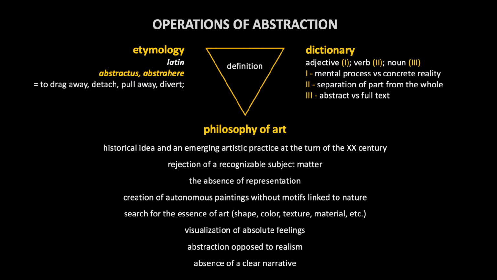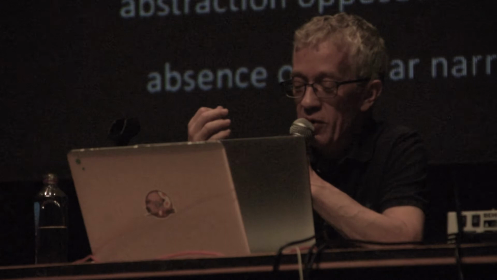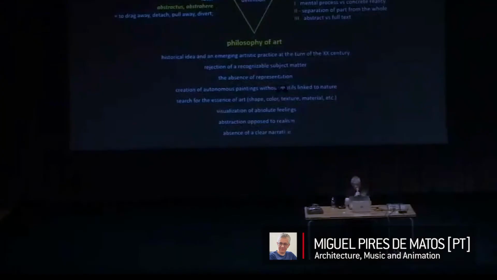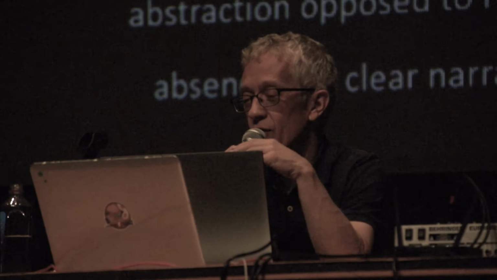In philosophy of art, there are many ways of looking at it: the rejection of recognizable subject matter, the creation of autonomous paintings without motives linked to nature, and mainly the search for the essence of art in shape, color, texture, material, etc. So all these concepts, I believe, are very, very important for Punto y Raya. In all these definitions, what interested me most was the idea of separating a part from a whole.